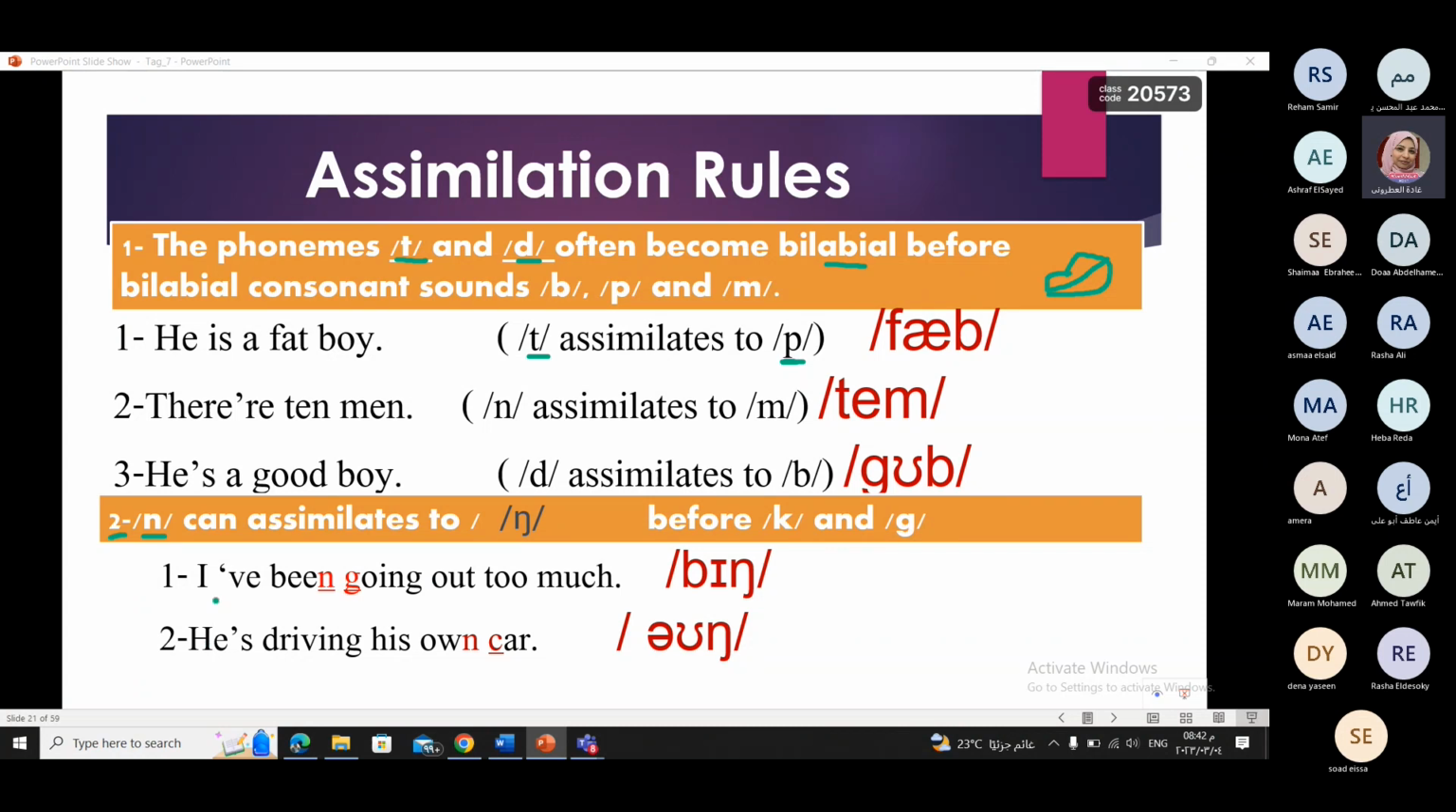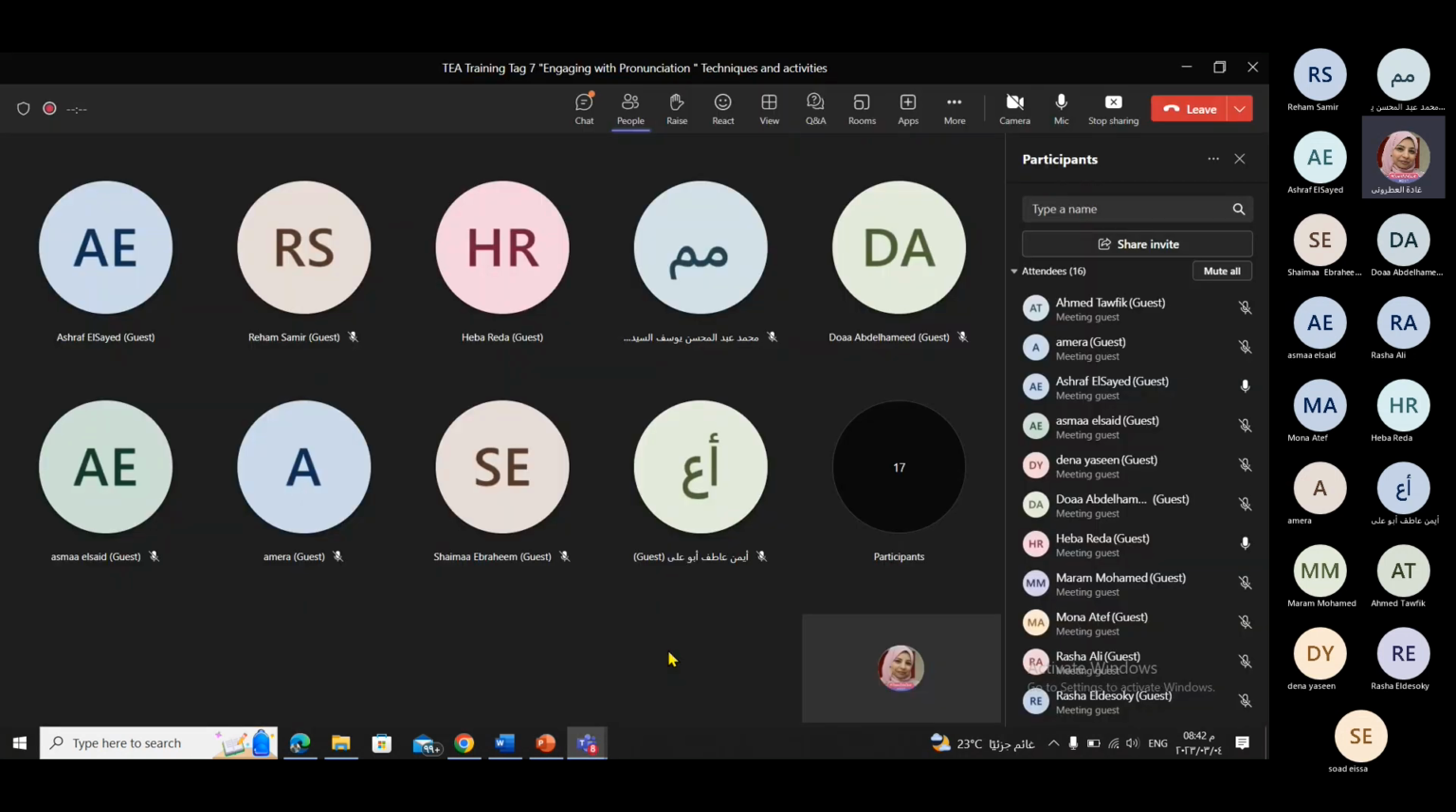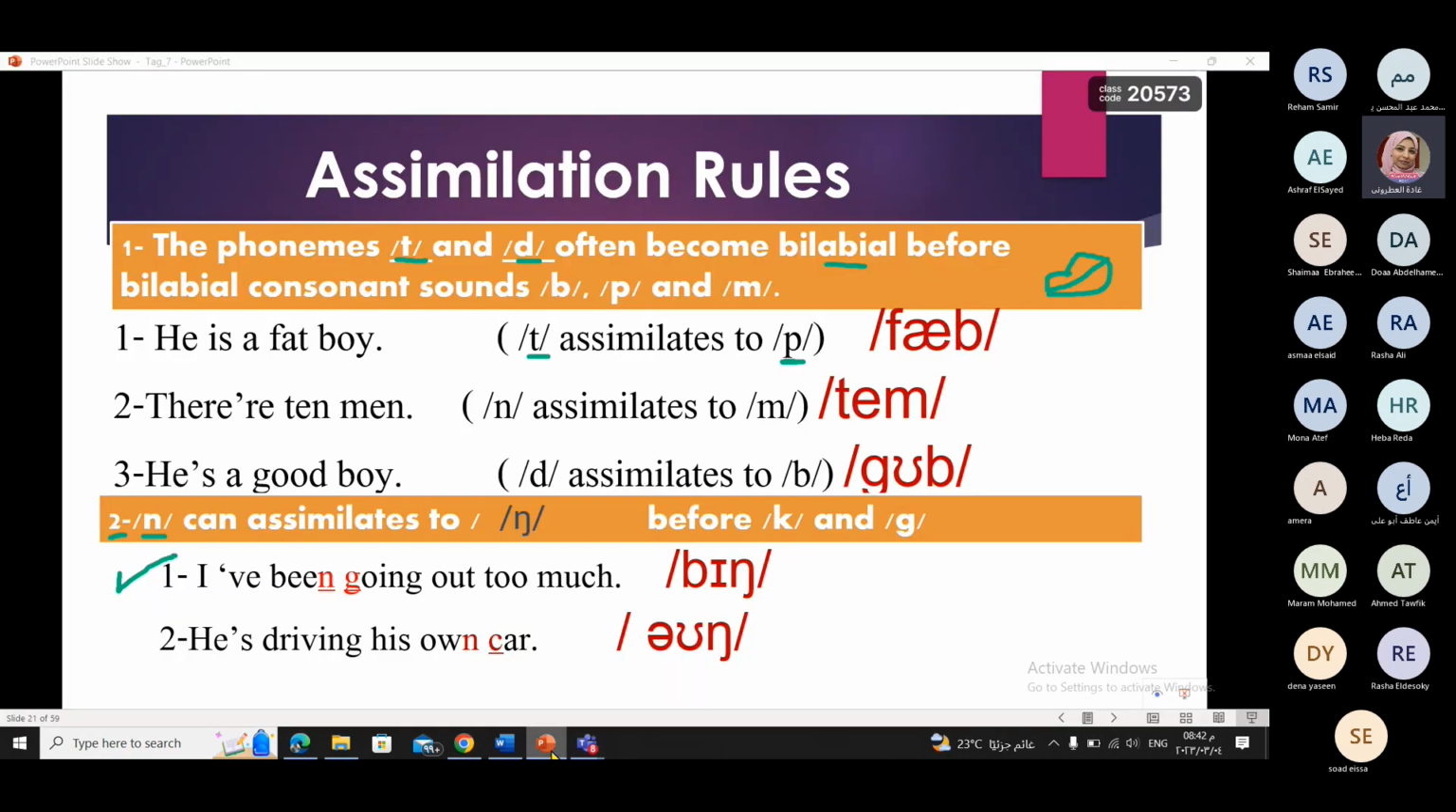So if we say, who can practice this? Number 1, I think that Miss Dina is with us. Miss Dina, can you read this, Miss Dina?